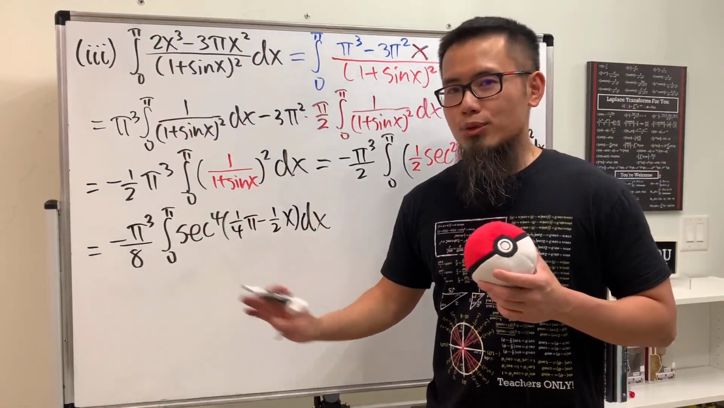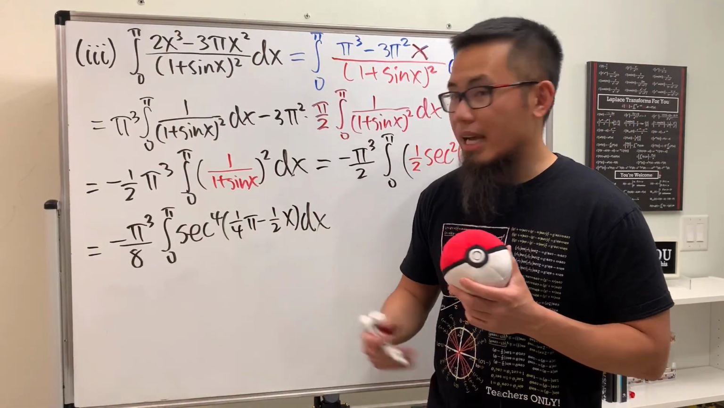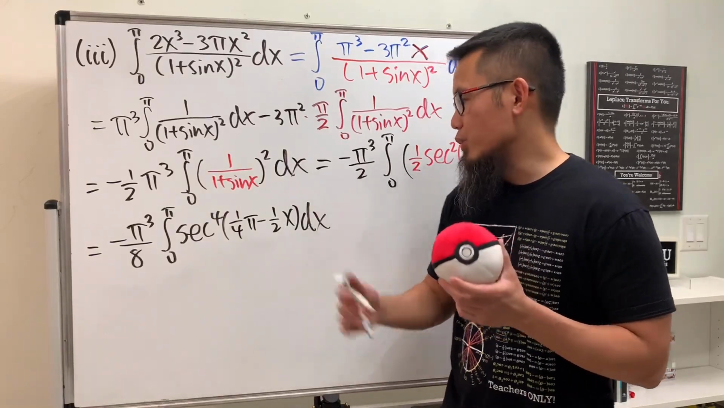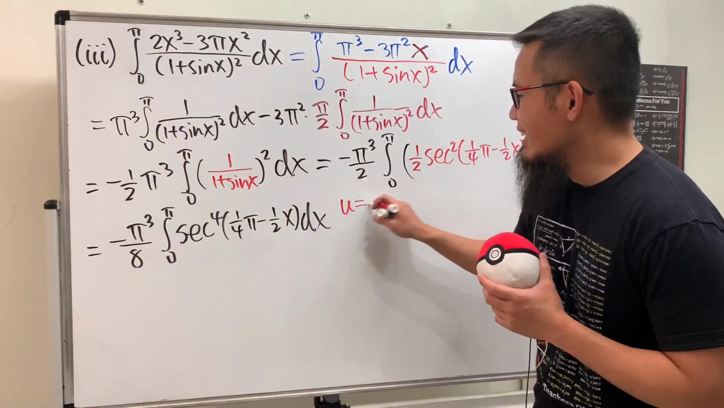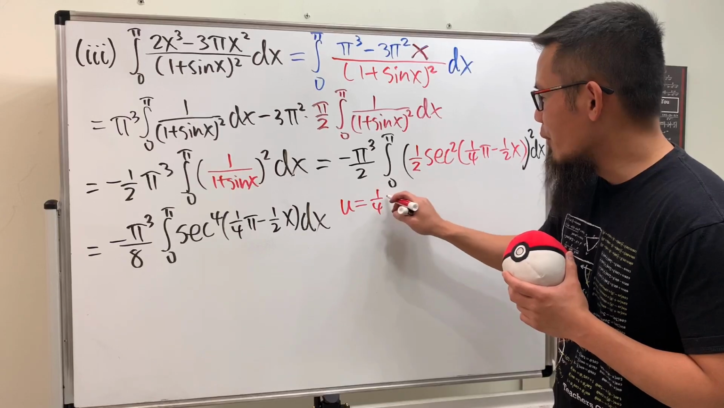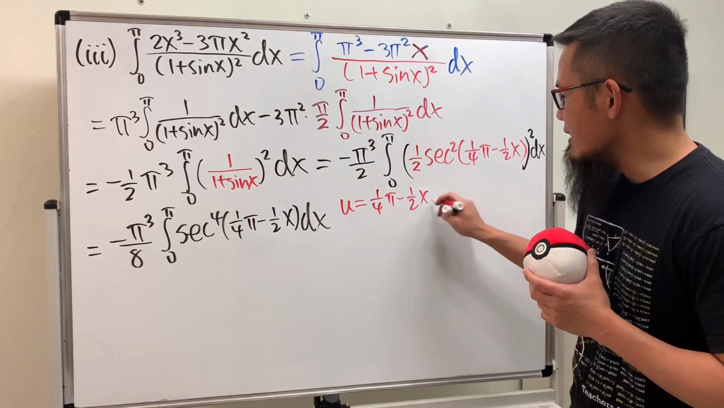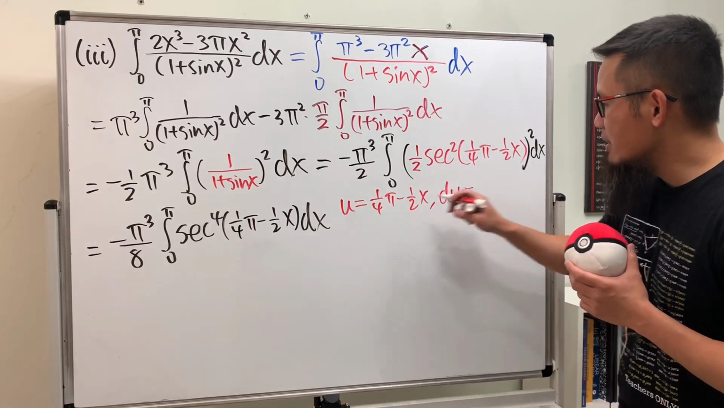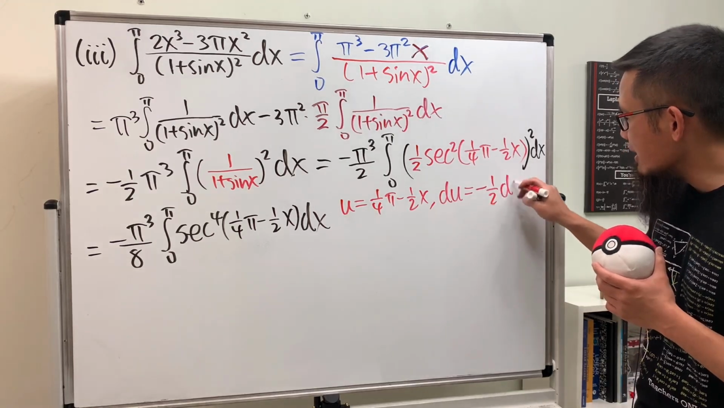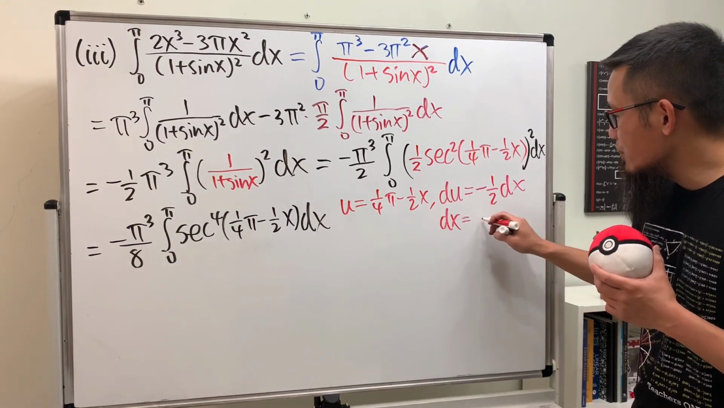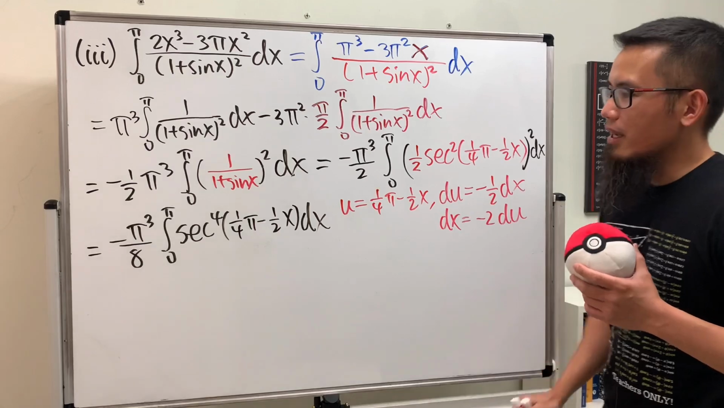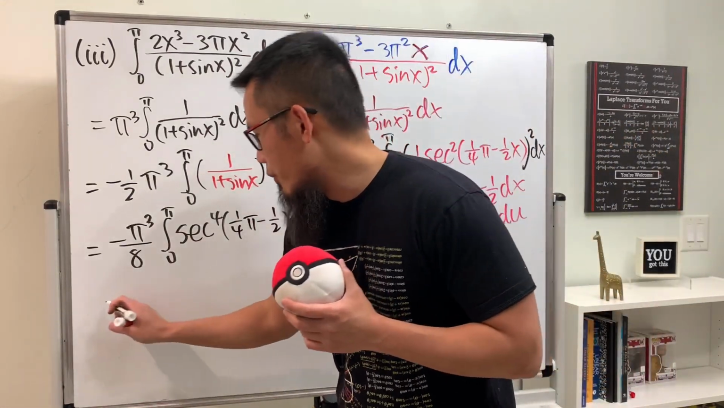Alright, I'm just going to do a substitution, and then I will use an identity, and then we'll finish everything in the u world. So here I'm going to use u. Let u equal 1 over 4 pi minus 1 over 2 x, and then do the usual business. You see du is equal to negative 1/2 dx, and dx is equal to negative 2 du. Now take this integral to the u world, and we'll finish over there.